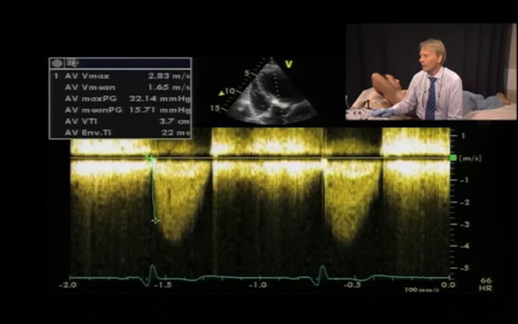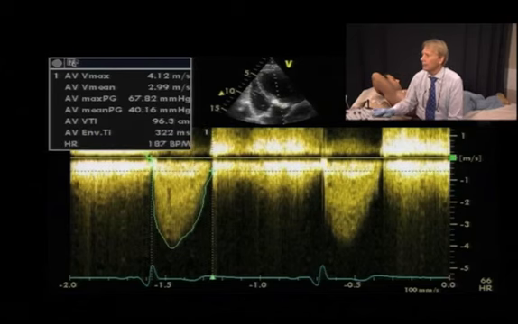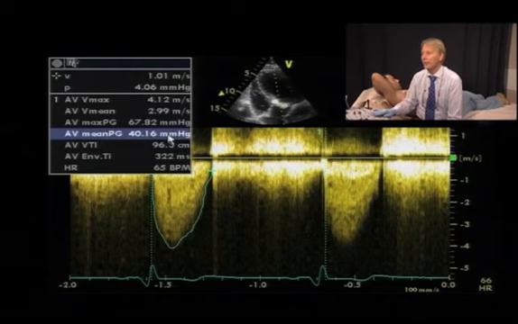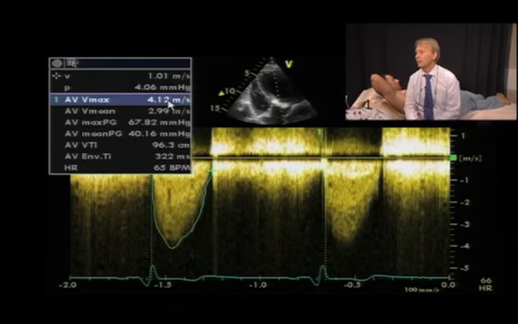So we trace the contours of this curve. Try not to include portions of the curve which are artifacts. And then we go all the way towards closure of the aortic valve. And then we get the following measurement. We have a mean gradient of 40 millimeters mercury and a maximum velocity of 4.1 meters per second.